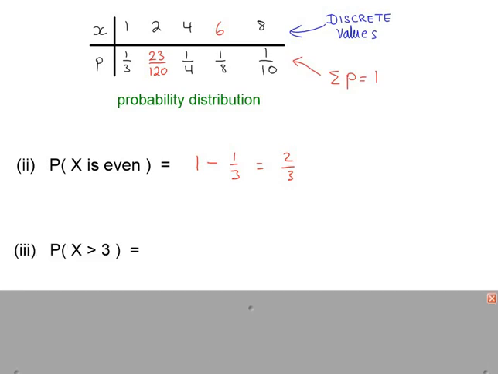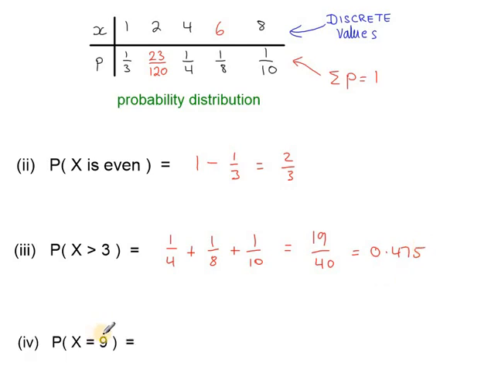The probability that X is a value greater than 3, so values greater than 3 include the 4, the 6 and the 8, so we have to add these probabilities together. So 1/4 plus 1/8 plus 1/10, which gives us 19 over 40, or 0.475.